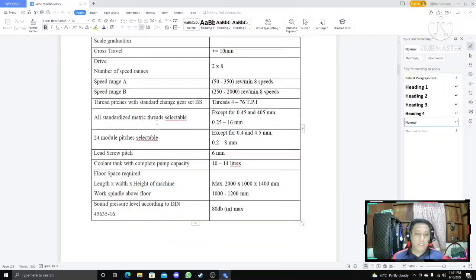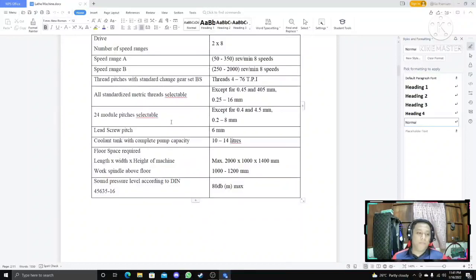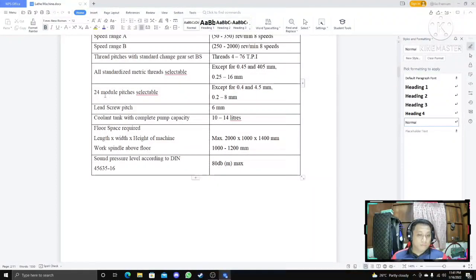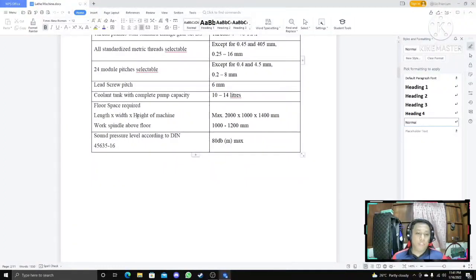All standard metric threads selectable except for 0.45 and 4.5 mm, 0.25 until 16 mm. 24 module pitches selectable except for 0.4 and 4.5 mm, 0.25 until 16 mm. Lead screw pitch 6 mm. Coolant tank with complete pump capacity 0 until 14 liters.